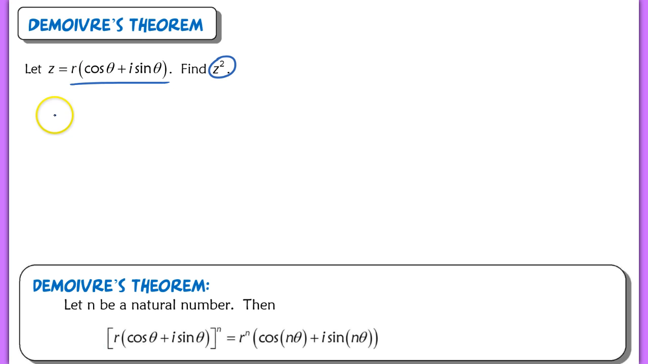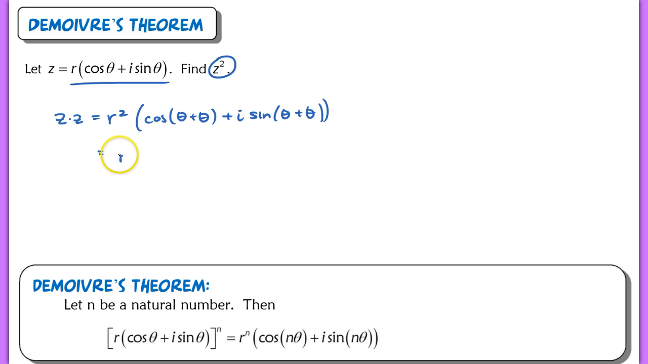Alright, now if I want to find z squared, that means that I want to find z times z. And if I'm multiplying z by itself, I need to make sure I multiply the moduli. So I have r times r, or r squared. I also have to make sure that I add the arguments, and each argument is theta. So I have cosine of theta plus theta plus i times the sine of theta plus theta. Now if I simplify, I end up with r squared times the cosine of 2 theta plus i times the sine of 2 theta.